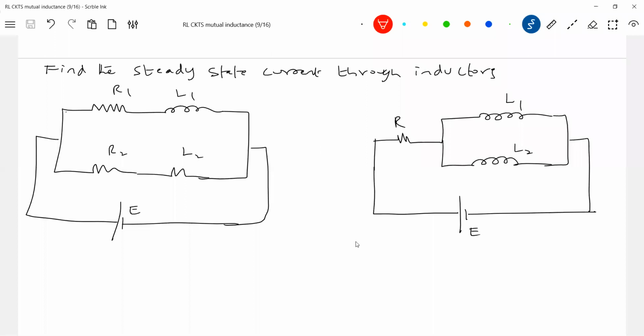It's asking to find the steady state current through the inductors. Looking at the first diagram, write the equations.